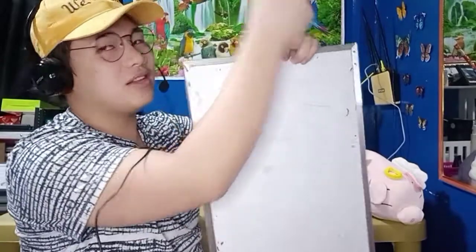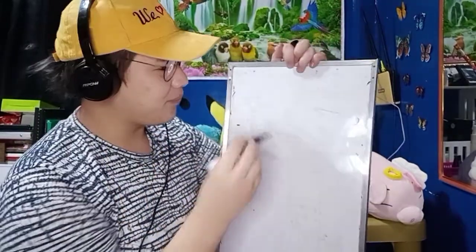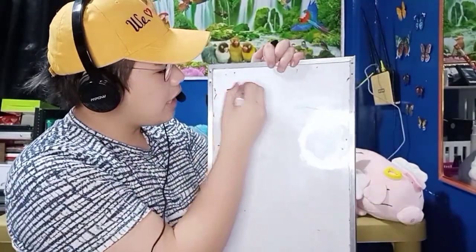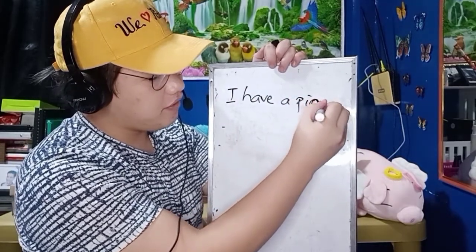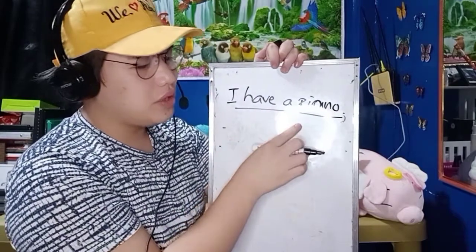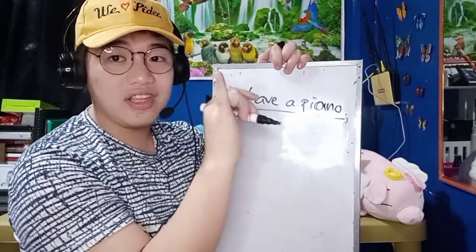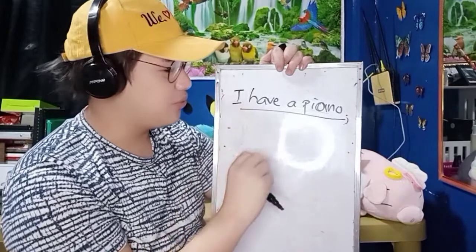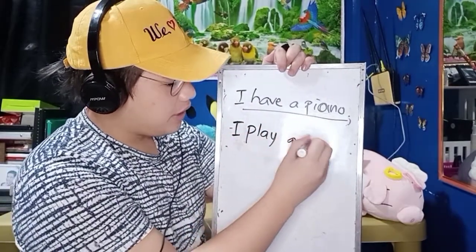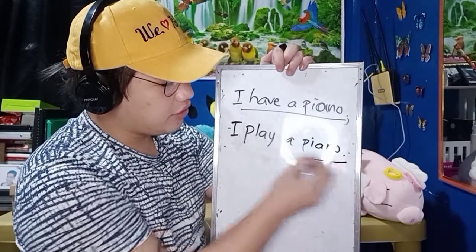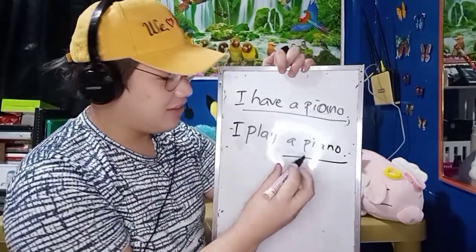So always remember guys, when using the article the, also, "I have a piano." Okay, "I have a piano." It's actually correct, right? Because piano is a singular count noun. Oh, that was the second rule. And then here guys, "I play a piano." Is this correct or wrong? Alright guys, this is wrong.